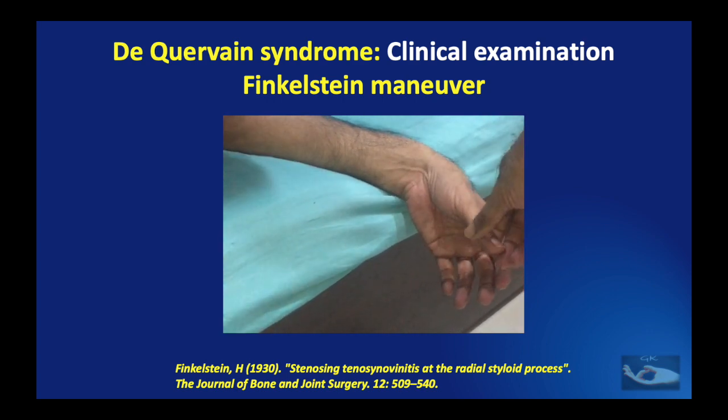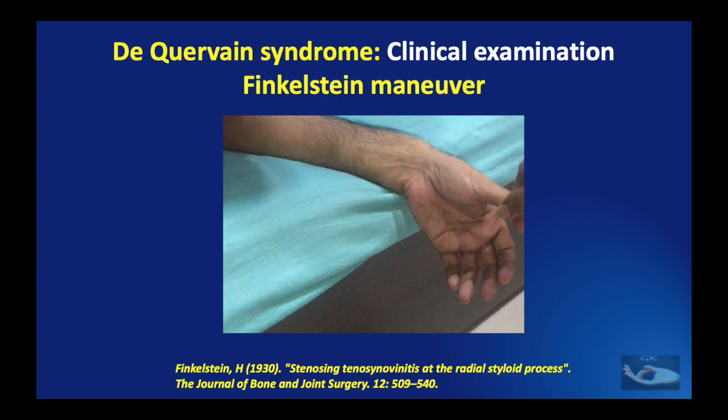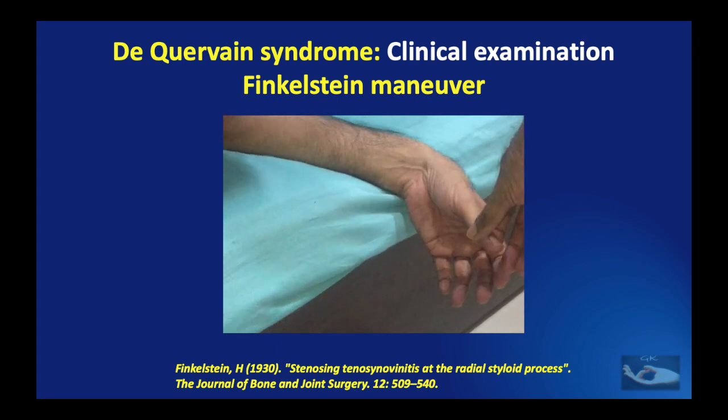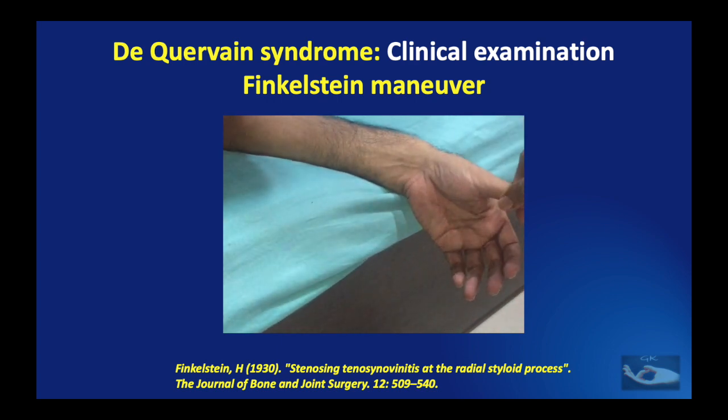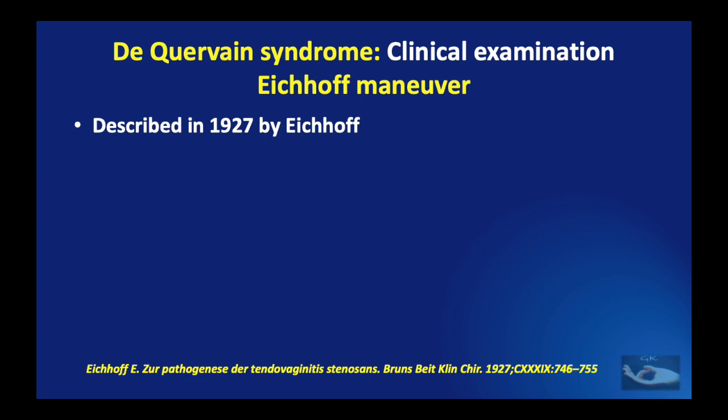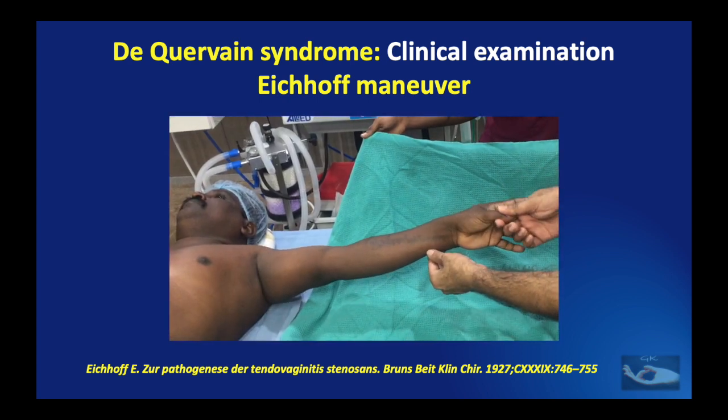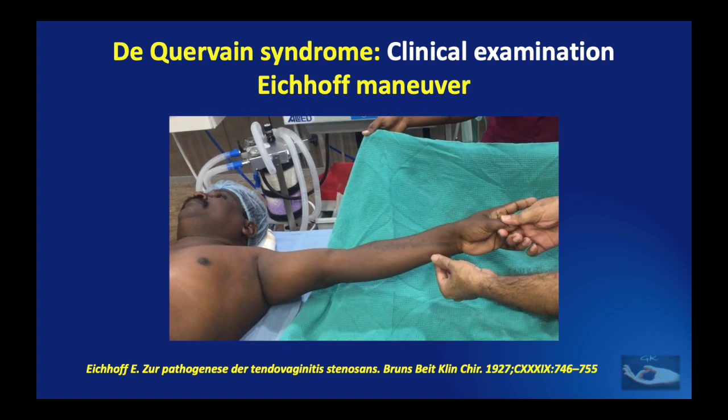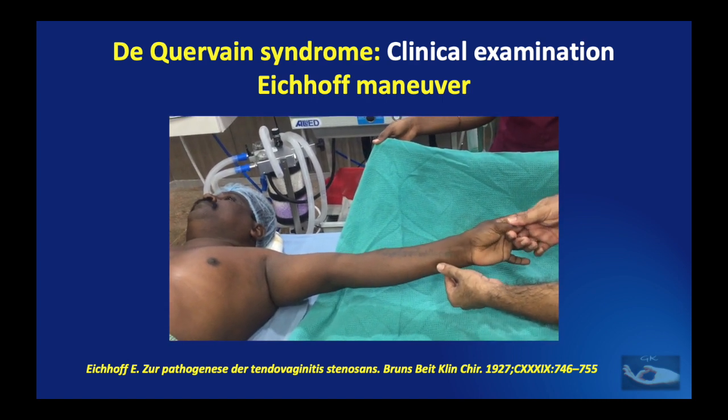A positive test will be shown by pain at the level of the lower end of the radius on the radial side of the wrist. The Eichhoff test was described in 1927 and is also a provocative test like the Finkelstein maneuver, but we need to be careful about performing this maneuver as it may cause extreme pain to the patient. The Finkelstein test consisted of just holding the thumb of the patient and ulnar deviating the wrist.